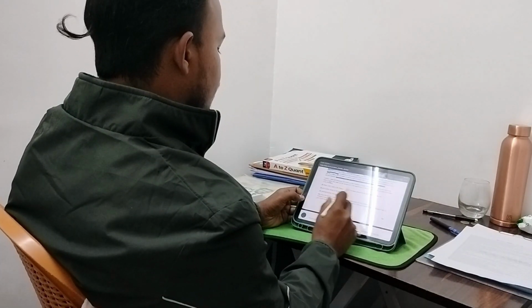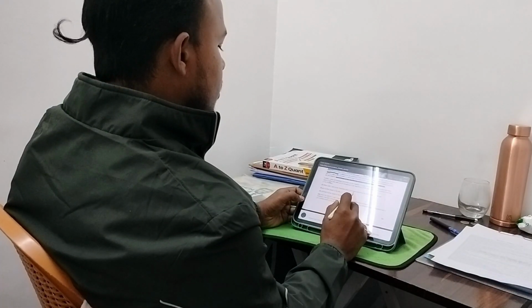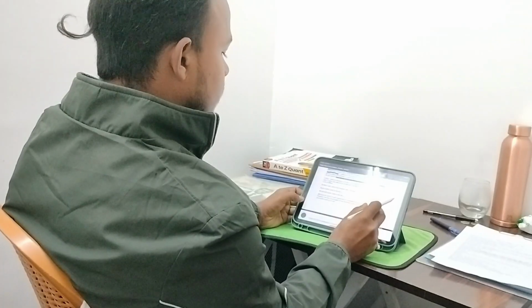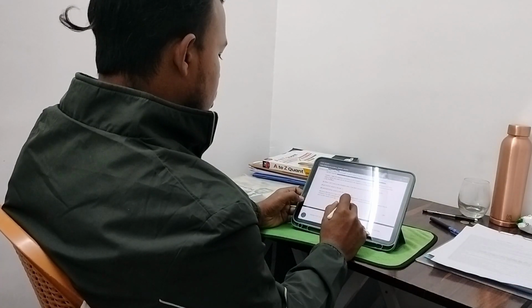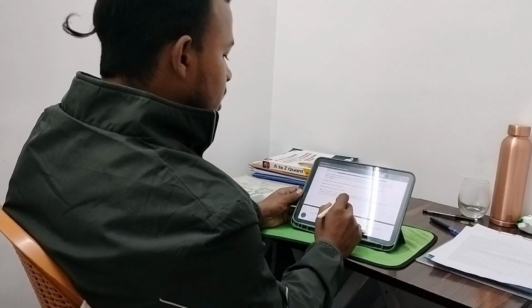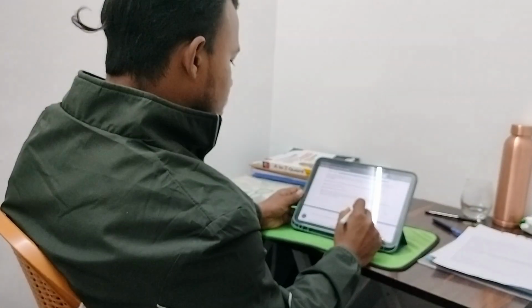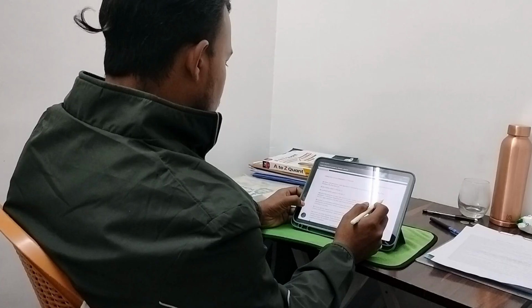President's assent to the bill. When a bill is sent to the president after it has been passed by Parliament, that is, Lok Sabha and Rajya Sabha, he or she can give assent to the bill, withhold the bill, or return the bill. A money bill is not returned to the house after it is passed by Parliament.